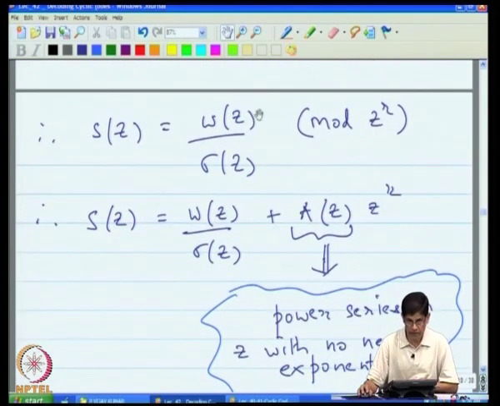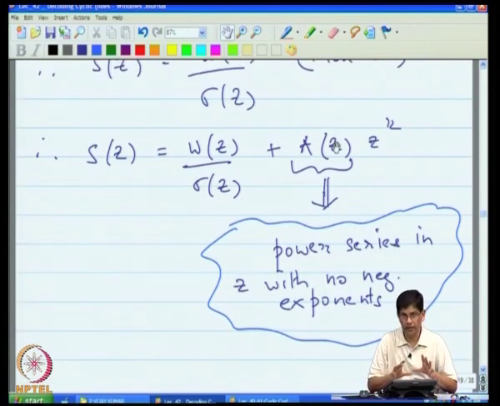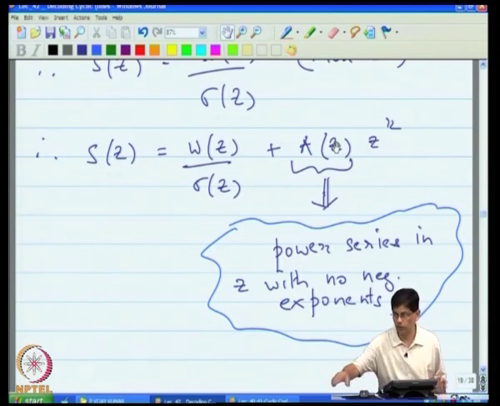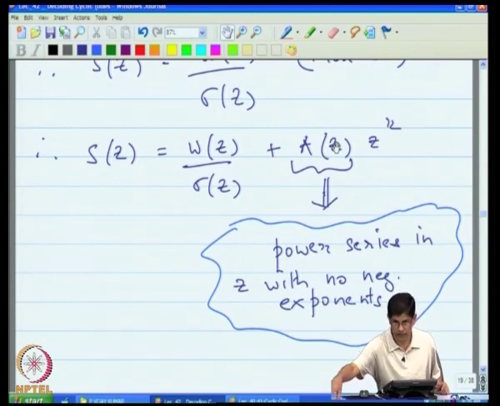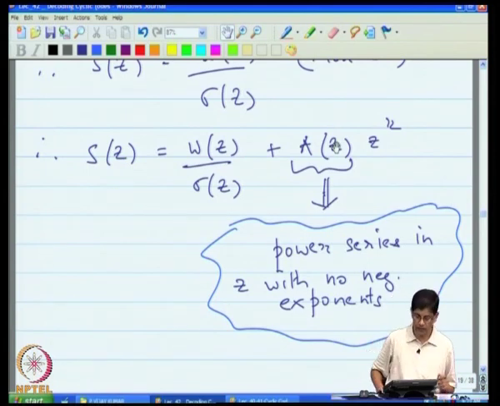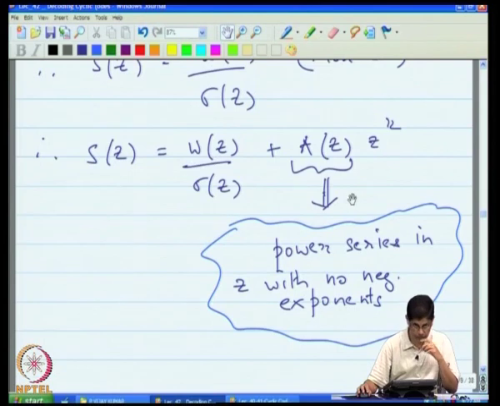Now, if you think about it, you are neglecting terms in z to the r and higher. So, this is a formal power series, however, there are no negative exponents of z in it. Okay. So, that is important to keep in mind. These are technicalities, by the way. So, if one or two of these points goes past you, do not worry. I am just trying to be a little bit careful here.